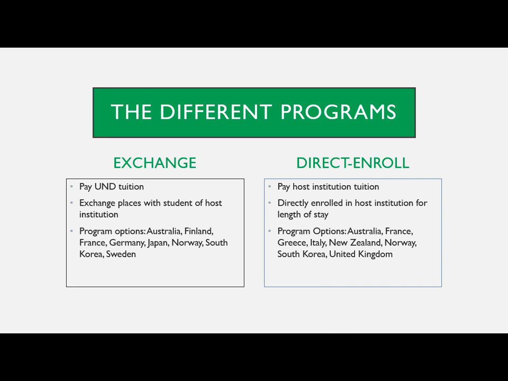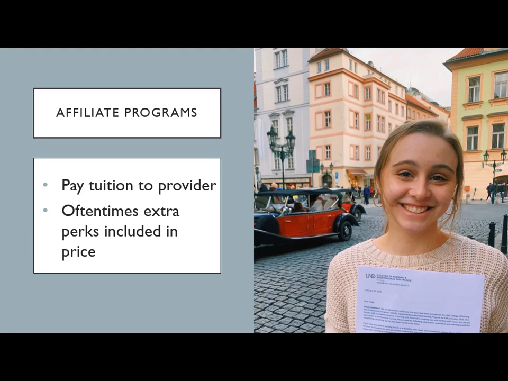For direct enroll, as the name suggests, the student will instead directly enroll in their international host institution for the semester or year. This also means that instead of paying UND tuition, they will be paying the tuition of the host university. If a student would rather enroll in the affiliate program, they will also be paying tuition to that provider rather than UND. The benefit of going through an affiliate program is that the student will have additional guidance since these programs often offer other services such as organized cultural excursions, airport pickup, welcome meals, and other such perks.